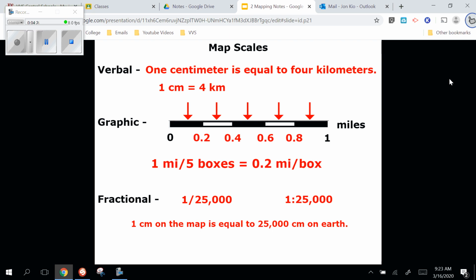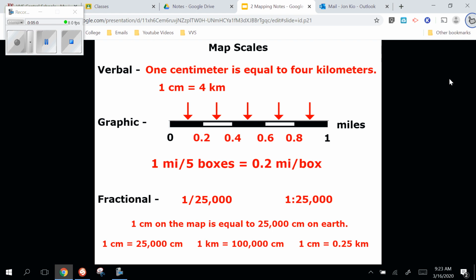And we can actually convert this back to a verbal scale to make it a little easier to work with. If we take that relationship, 1 centimeter is equal to 25,000 centimeters, and convert the centimeters on the right into kilometers, it'll make it easier. If we know that there are 100,000 centimeters in a kilometer, we can just take the 25,000, divide by 100,000, and that means that 1 centimeter would be equal to 1/4 of a kilometer. That's a little easier to work with.